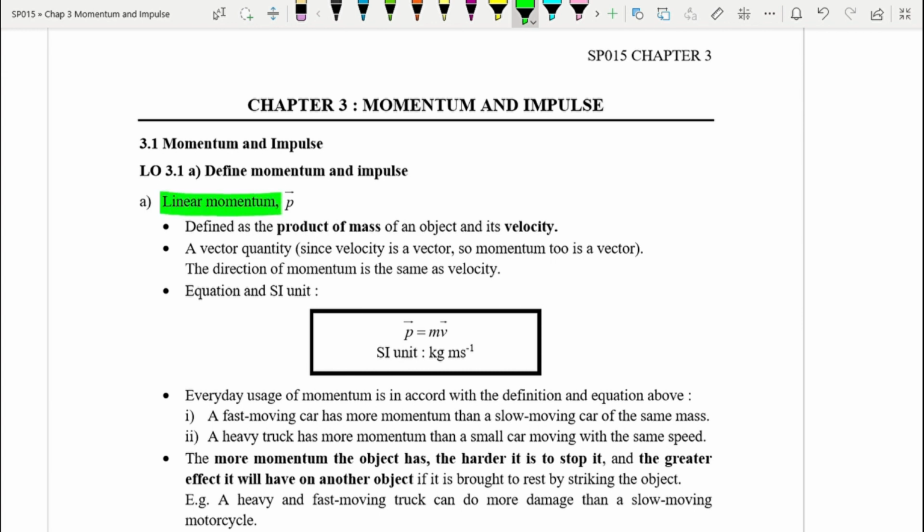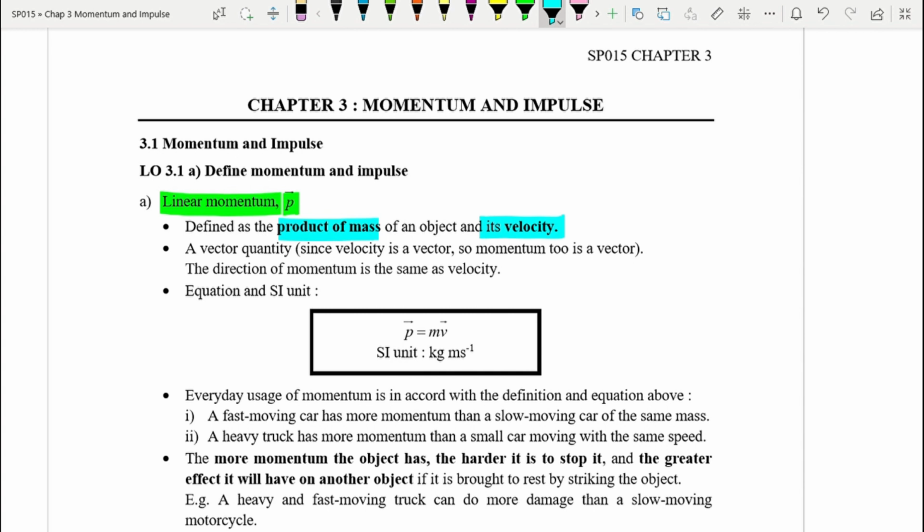Momentum, or its full name, is linear momentum. It has the symbol of small p. The arrow shows that it is a vector quantity. Okay, the definition is the product of mass and its velocity. So in momentum, the object must have mass and the object must have velocity. Only then can we know that the object has momentum. Okay, it must have mass and also velocity.